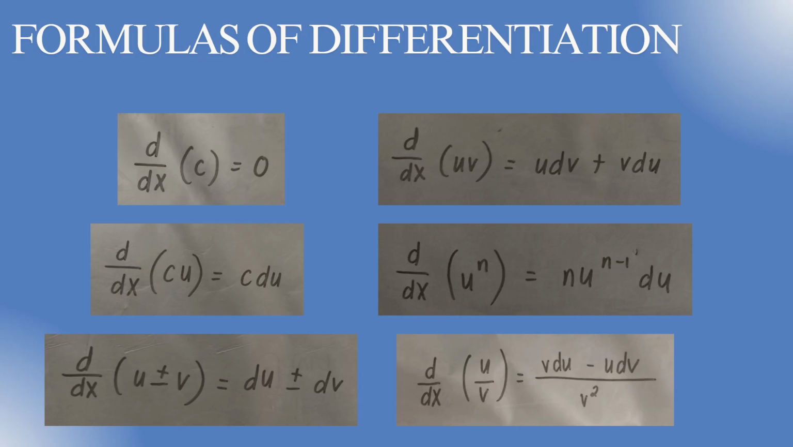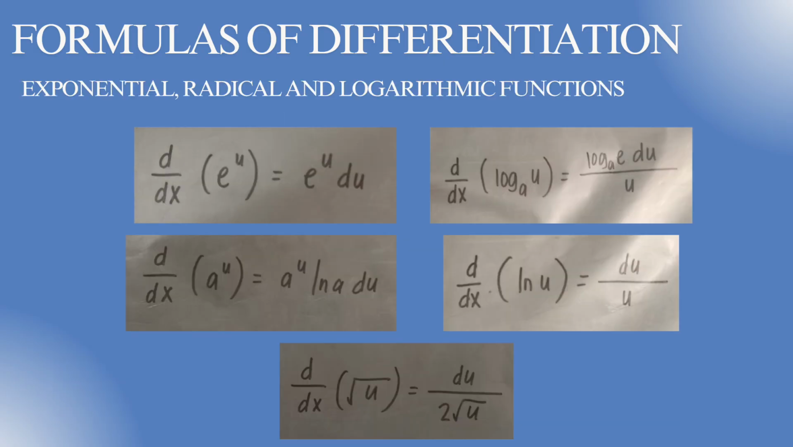And we also have the power rule, whose derivative will be equal to bring down the n, copy the u, and raise to n minus 1 times du. And we also have the quotient rule, wherein in the numerator we need to copy the v times the derivative of u, minus copy the u times the derivative of v, all over the square of v, the denominator. We also have the differentiation formulas of exponential, radical, and logarithmic functions.